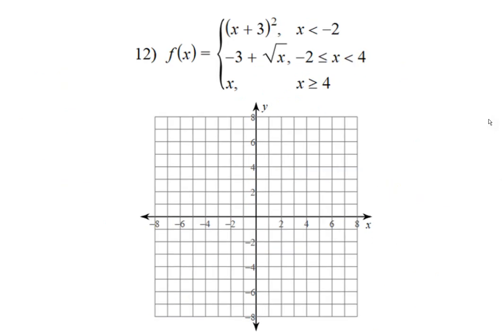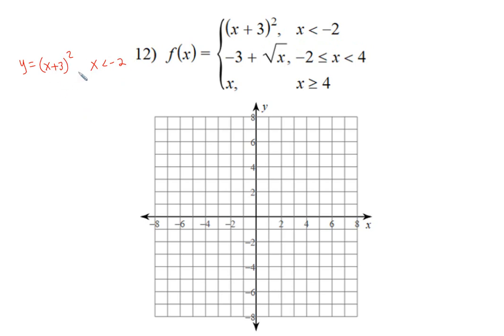Alright, let's take a look at this example here. So this one's a little bit tricky with the second subfunction, and you guys will see why. So the first subfunction, we have y is equal to (x + 3)², and we have our domain, x is less than -2. Alright, so let's think about what (x + 3)² looks like.